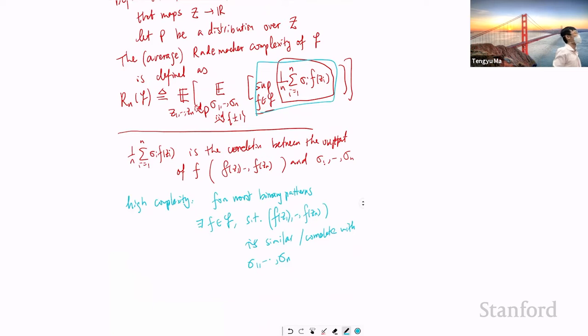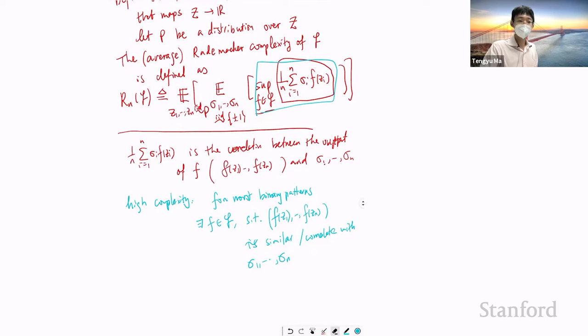Should f map to -1 to 1, otherwise it's unbounded? That's a great question. f is not required to map to +1, -1, and it's true that this can be unbounded. So this is actually sensitive to the scale of f. If you scale f by a factor of 2, then you're going to have 2 times the Rademacher complexity. And this is actually somewhat useful in certain cases, which we will probably talk about later.